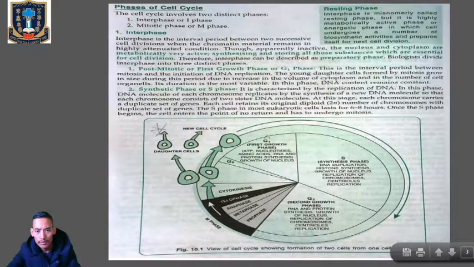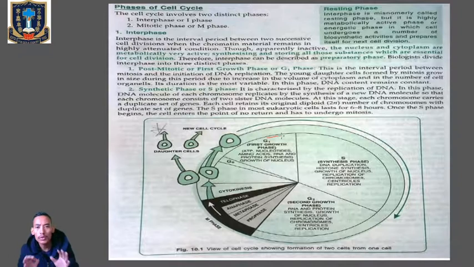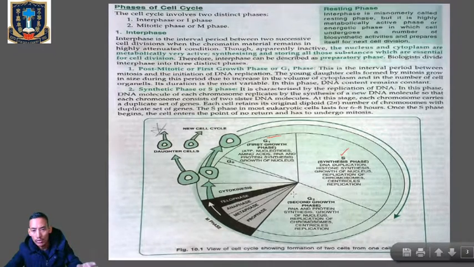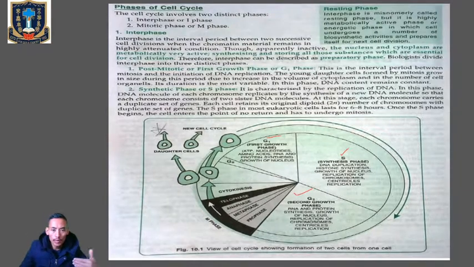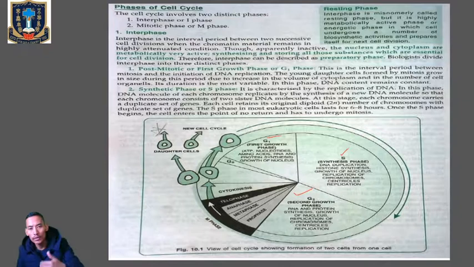G1 phase is also called the first growth phase or the post-mitotic phase. Then it will be followed by the second phase, which is called the S phase, also called the synthesis phase. Then we have the third phase, which is called the G2 phase, also called the second growth phase. So let us talk about the changes which occur during the first growth phase or the G1 phase. So kindly note it down.